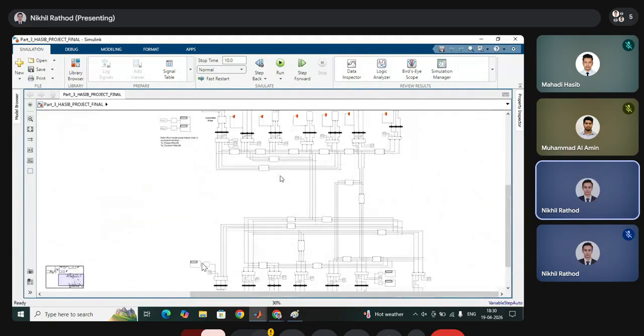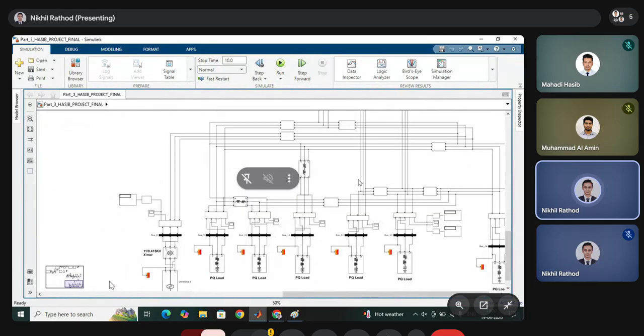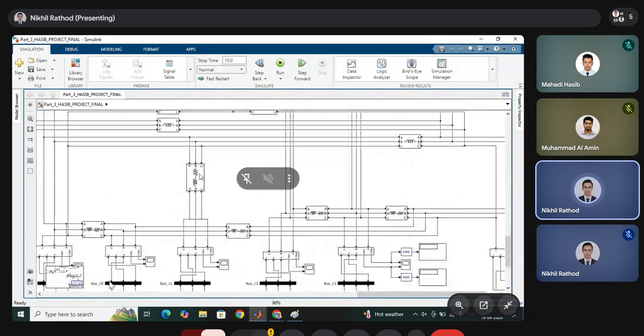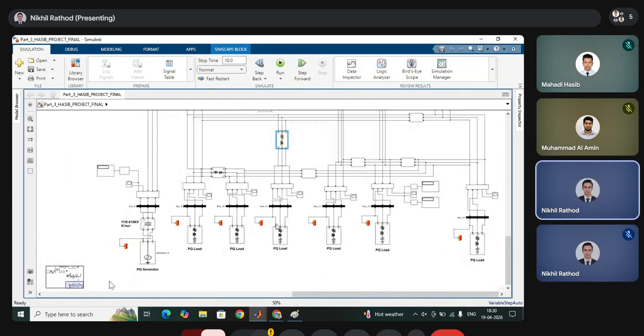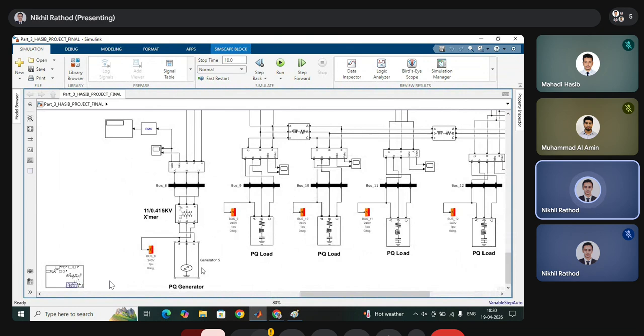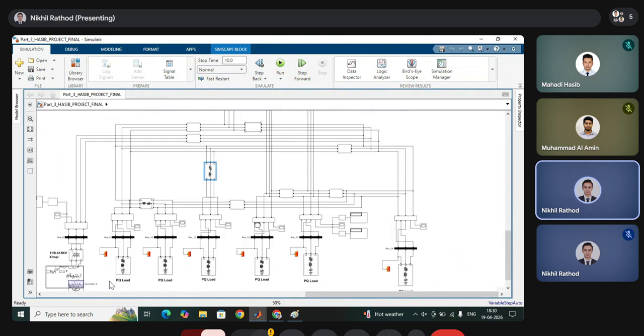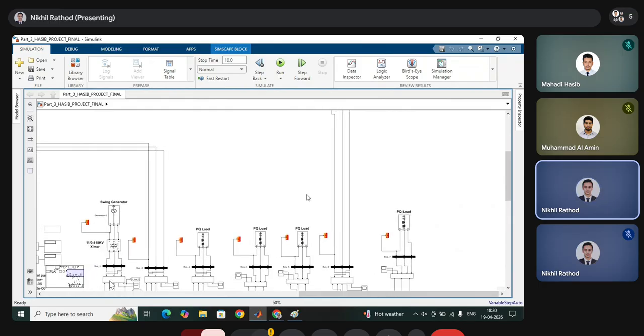Okay, so different buses and different interconnections are there. Each line has some resistance and reactance. Mostly you can change these as per your convenience, but make sure the values are low. If you increase them to a high value, that may cause a voltage drop. All the generators are 11 kV, and all the buses are 415 V.